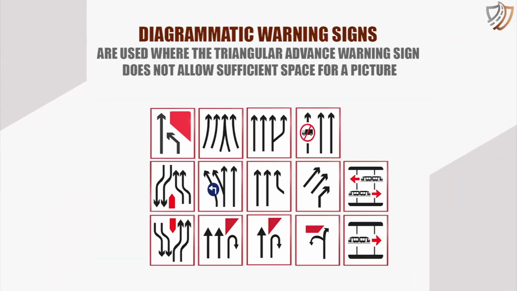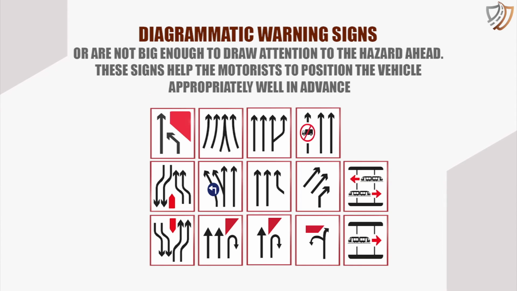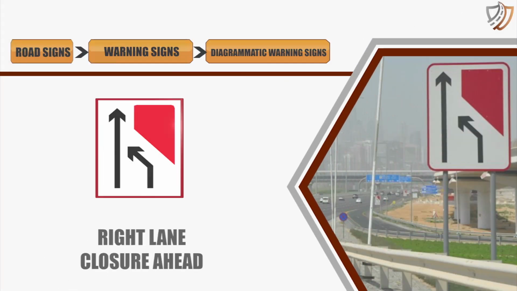Diagrammatic warning signs are used where the triangular advance warning sign does not allow sufficient space for a picture, or is not big enough to draw attention to the hazard ahead. These signs help the motorists to position the vehicle appropriately well in advance. These are mainly used on high-speed roads. Right lane closure ahead. This sign depicts that the right lane is closing ahead. Motorists must get prepared to enter the open lane.